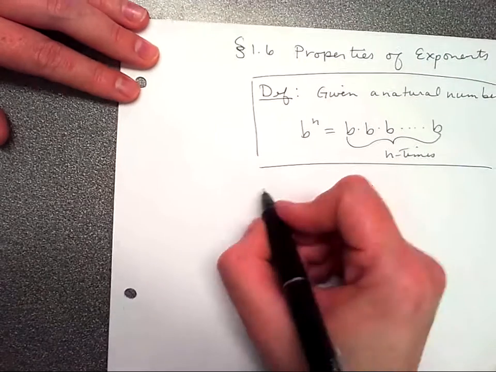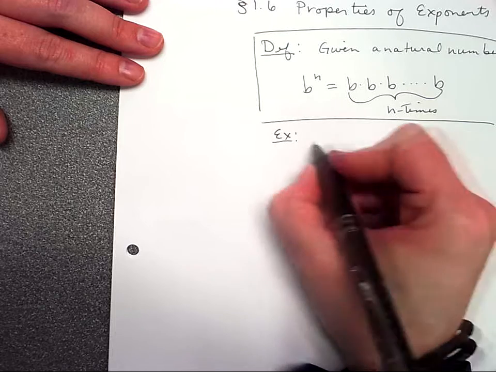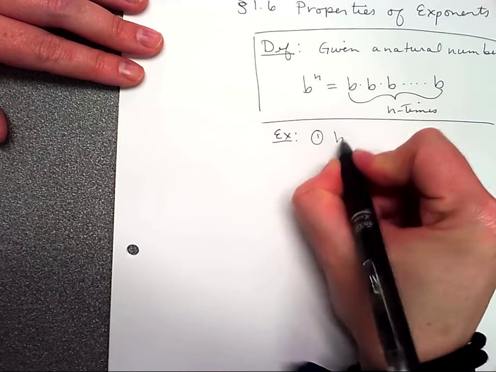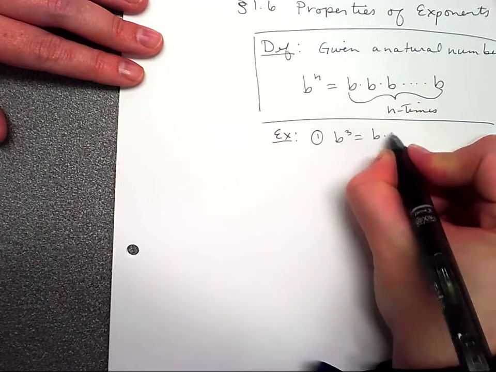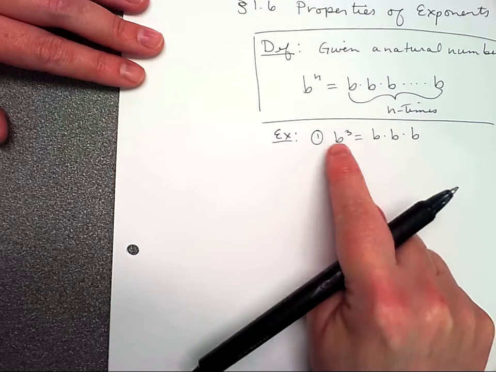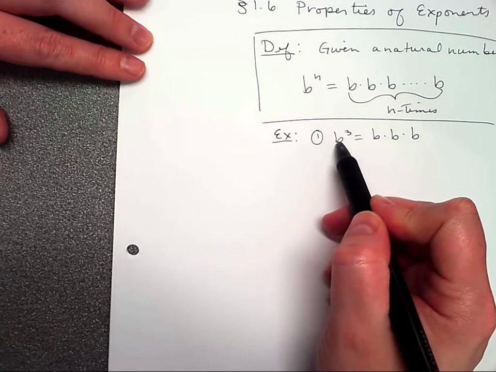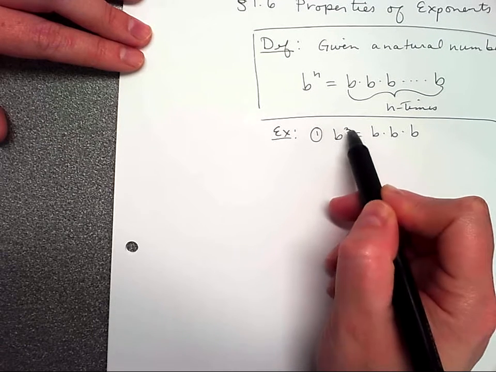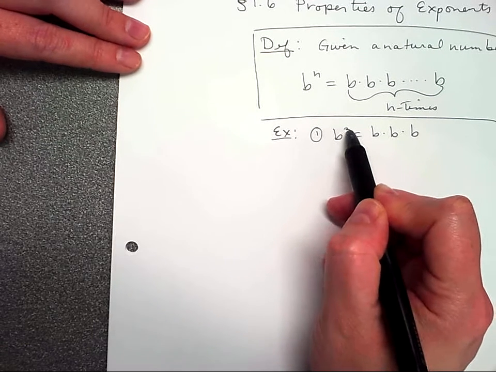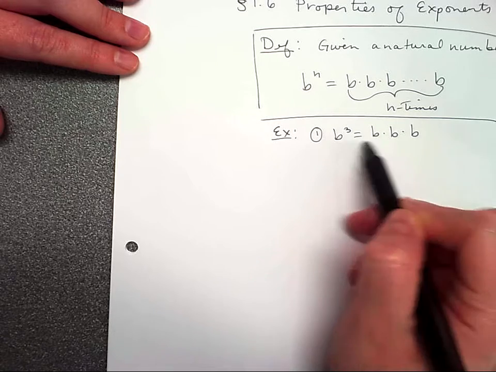For example, if I have b cubed, that equals b times b times b, right? I'm multiplying this thing, whatever this is, whether it's b, whether it's a number, whatever it is, times itself this many times. So b times b times b, 3 times, right?